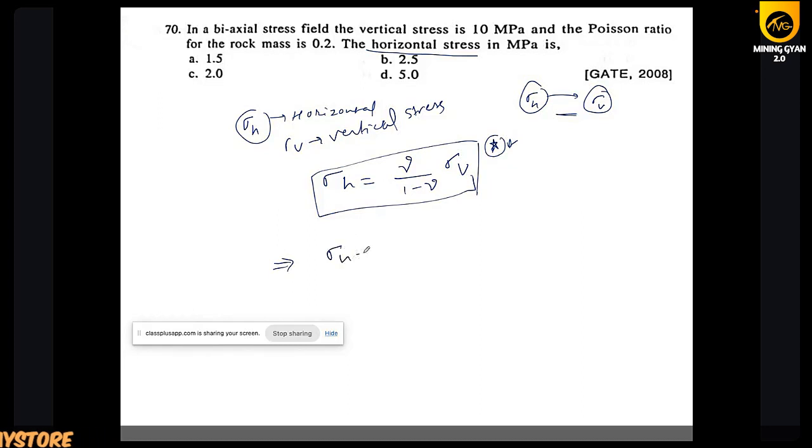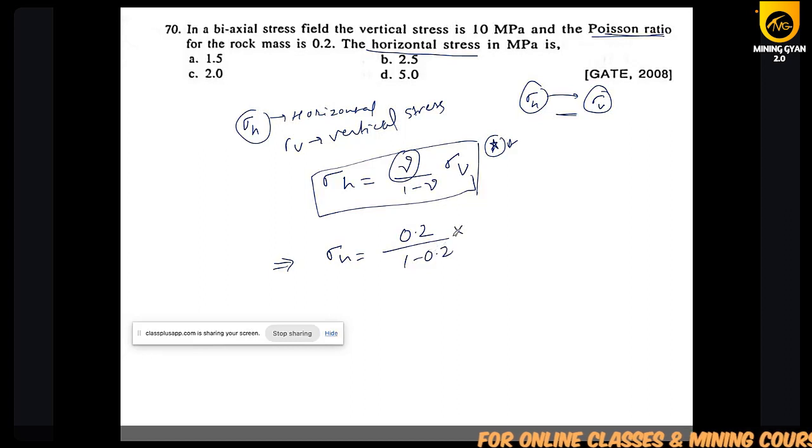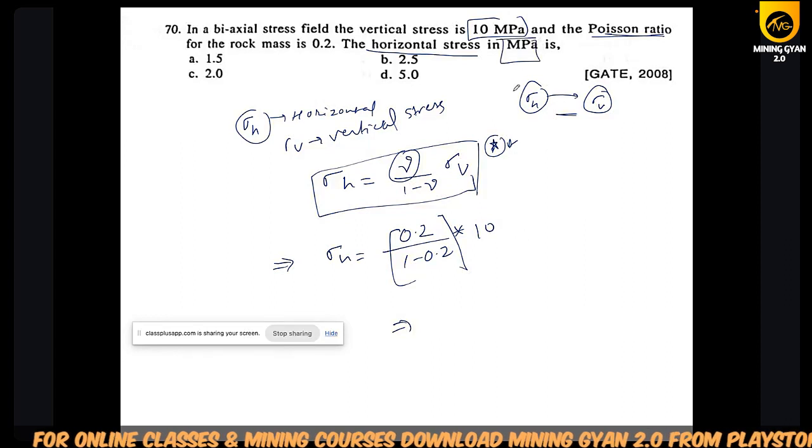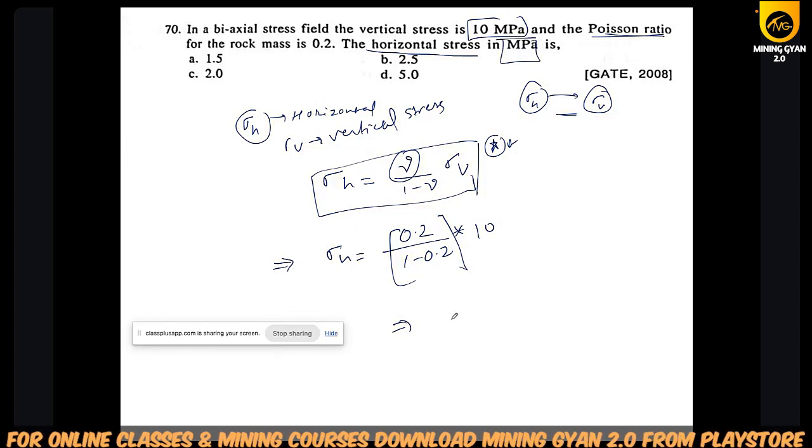So for sigma horizontal, you need to know Poisson's ratio. The Poisson's ratio he has given us is 0.2, divided by 1 minus 0.2, multiplied by the vertical stress he has given us, 10 megapascal. You don't need to change any units because he has asked in megapascal. So it will become 0.2 divided by 0.8 multiplied by 10, which is 20 divided by 8, 4 fives are 20, 4 twos are 8, 2.5. Answer will be 2.5 megapascal.